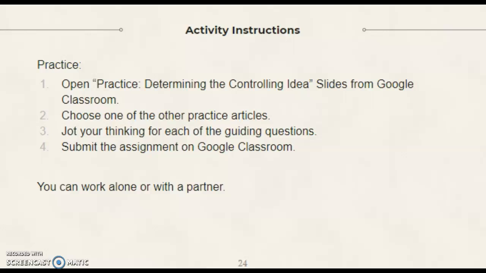For today's activity, open the practice determining the controlling idea slides from the Google Classroom assignment. Choose either the TikTok article or the posthumous albums article, and then work through the guiding questions just like we did in this example. You can work alone or with a partner. Submit the assignment on Google Classroom when you're done.